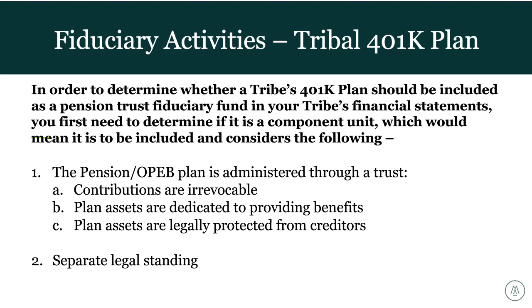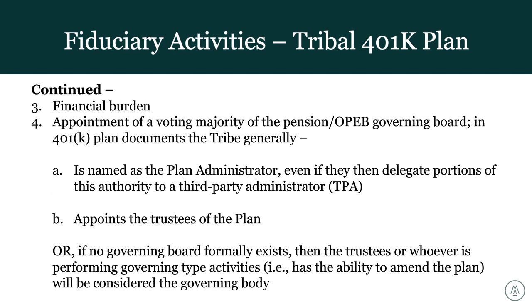And the first criteria that would point to the plan being a component unit is whether a trust exists. And if there is a trust in place, that one, the plan contributions are irrevocable, two, the plan assets are dedicated to providing benefits, and three, the plan assets are legally shielded from creditors. Then the second criteria that supports the plan being a component unit is whether it is legally separate. And then the third criteria seen there is whether there's specific financial burden placed on the tribe.